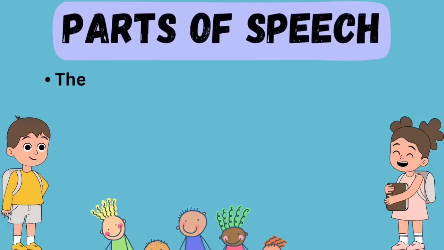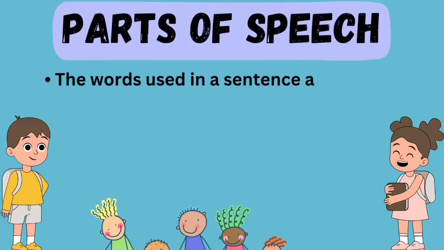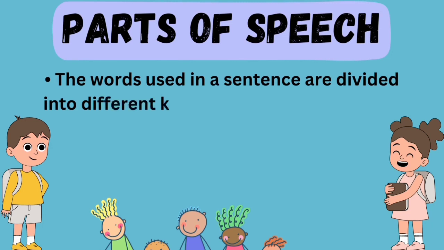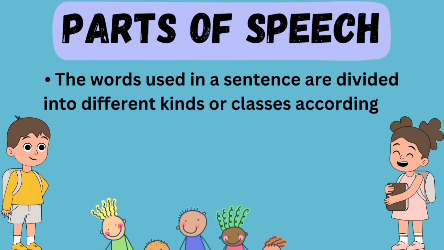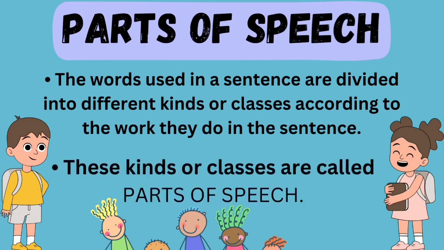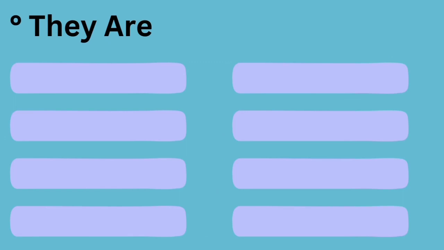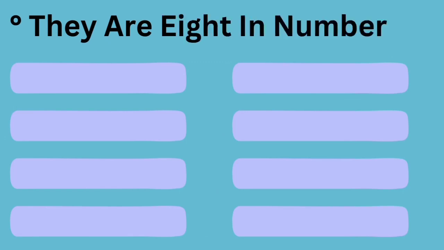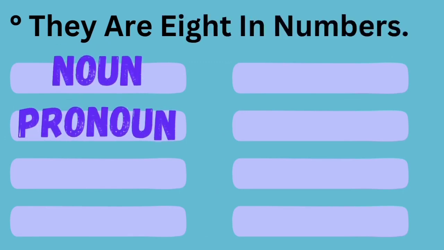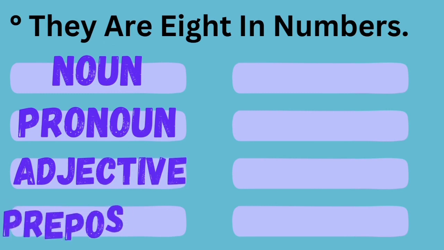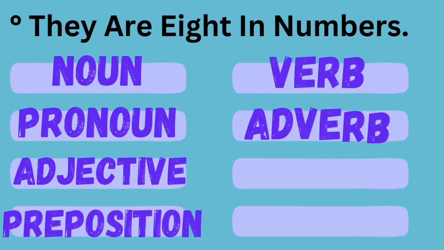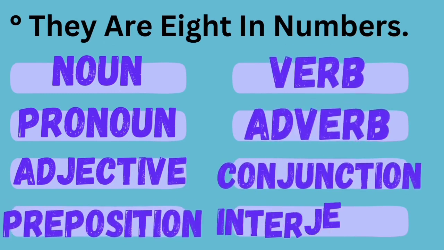Parts of speech. The words used in a sentence are divided into different kinds or classes according to the work they do in the sentence. These kinds or classes are called parts of speech. They are 8 in number. Noun, pronoun, adjective, preposition, verb, adverb, conjunction, interjection.